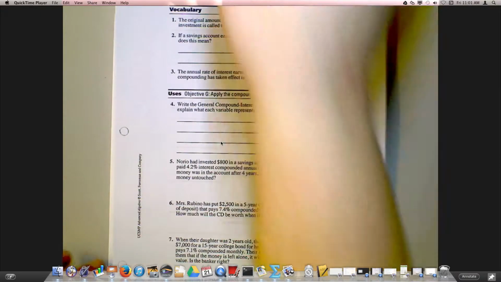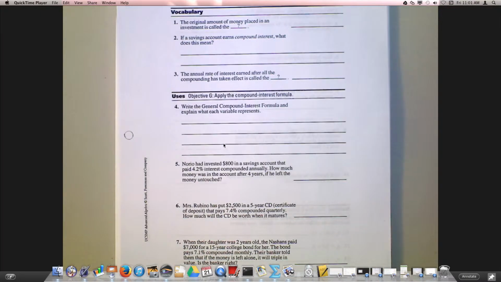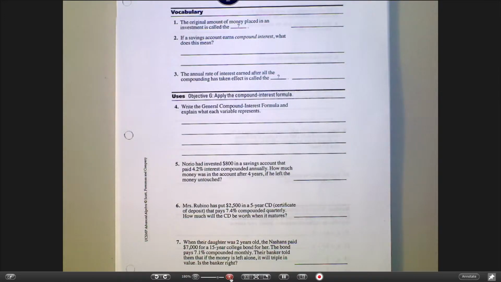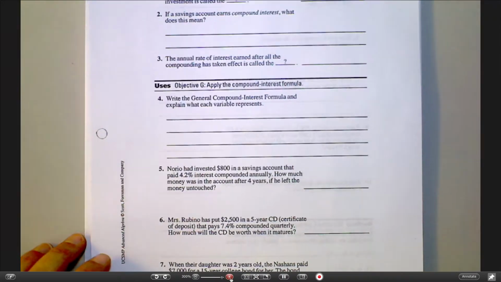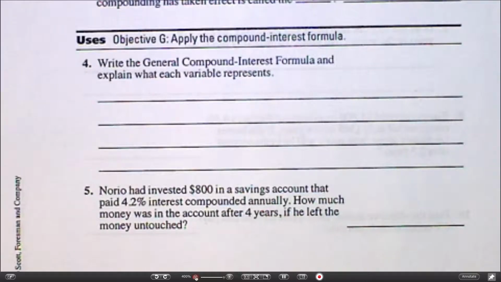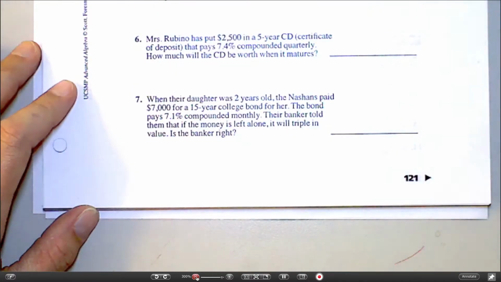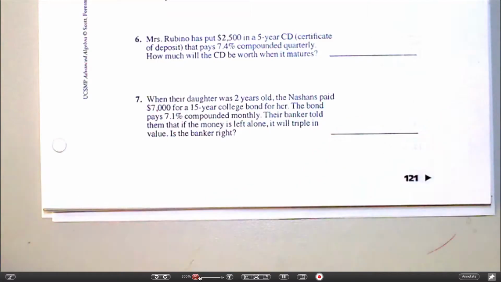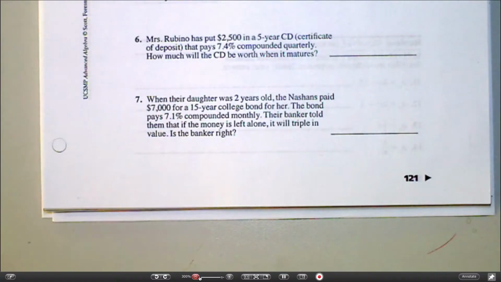Let's look at number 6. And you'll want to have that formula out in front of you too. Three, and then 10 through 14. And we're going to do number 6 together right now, and then the rest is yours.